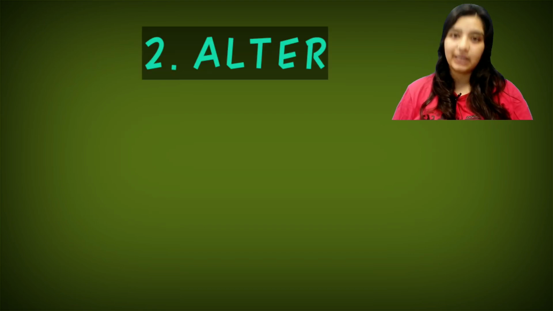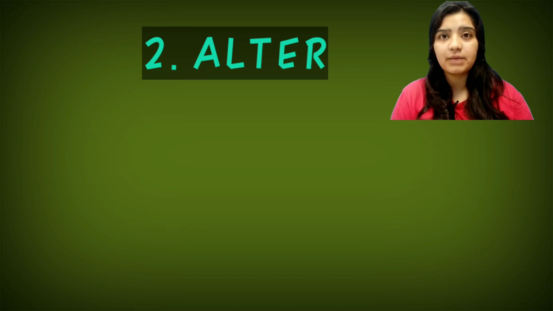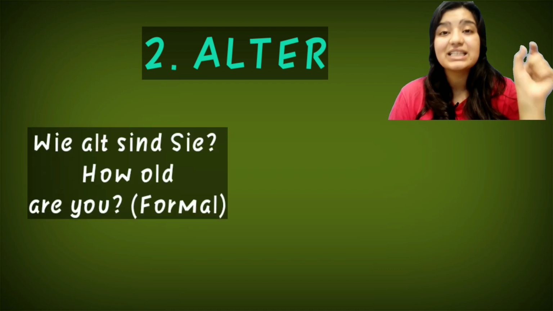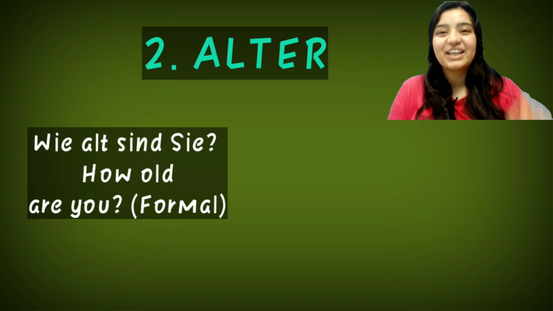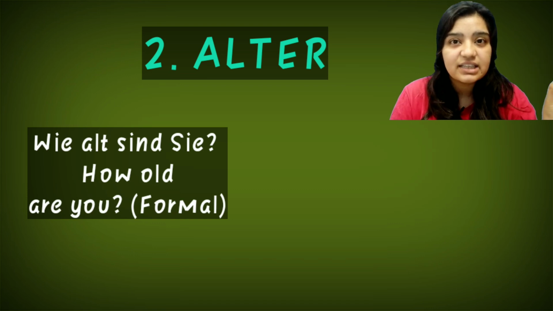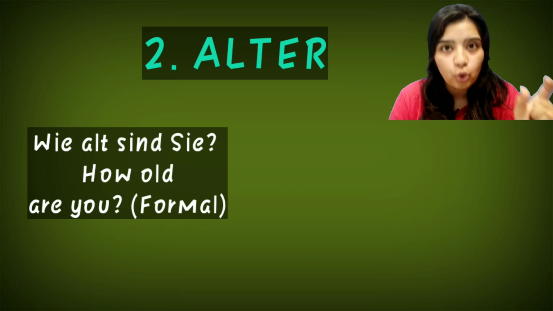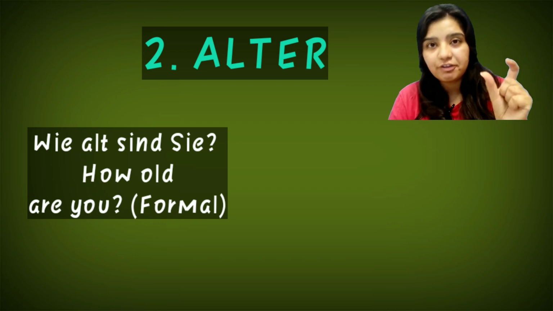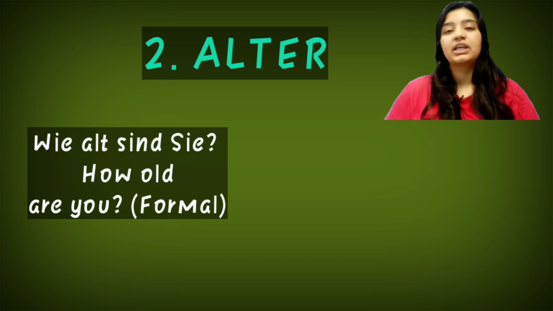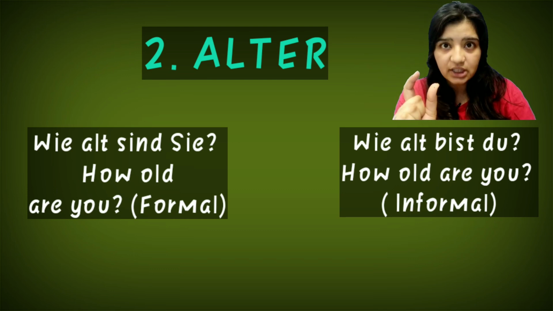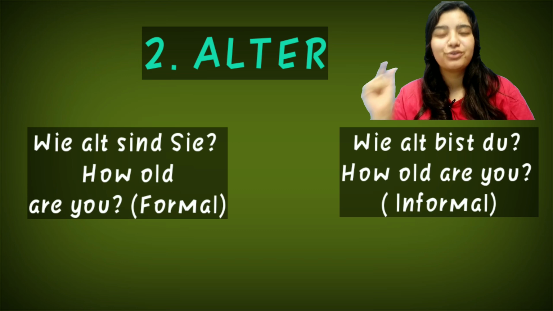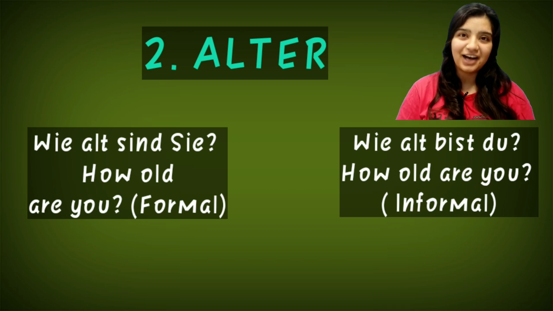Coming to the second, what is your age? Alter. How can we ask कि आपकी age क्या है? Now, the point comes is wie alt sind Sie? S has to be capital. Wie alt sind Sie? How old are you? Wie alt sind Sie? And here, wie alt bist du? Wie alt bist du? How old are you?